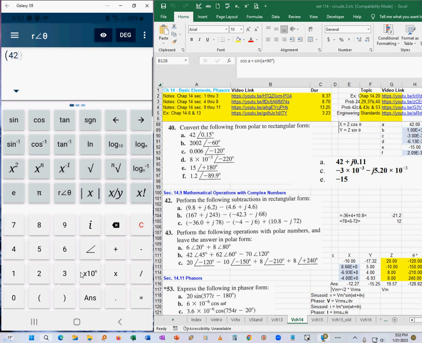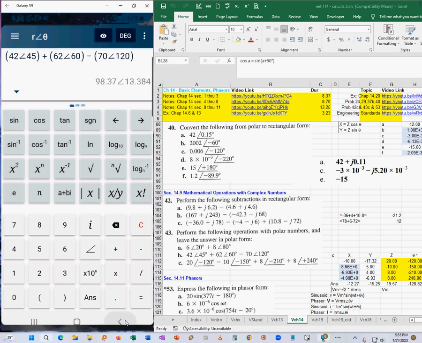43 angle 45, end parenthesis, plus 62 angle 60, end parenthesis, minus 70 angle of 120, end parenthesis, enter. That's it in rectangular. This is it in polar. And then back to the other calculator.